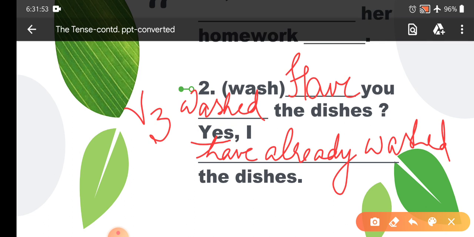So for affirmations, we'll say, yes, I have already washed the dishes. Does it sound appropriate and meaningful to you? Of course, it is. We repeat. Have you washed the dishes? Yes, I have already washed the dishes. Students, so many times in your classes also you say, ma'am, I have already done this. Ma'am, I have already read the chapter. Right? So, when the answer is an affirmation, we use already.